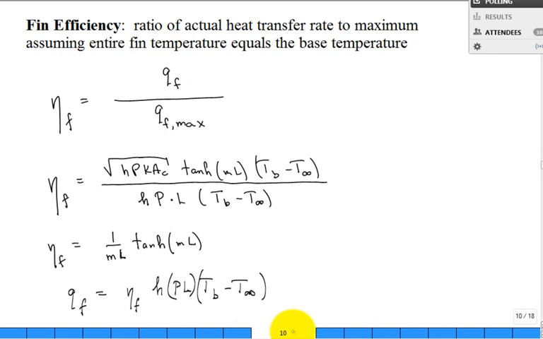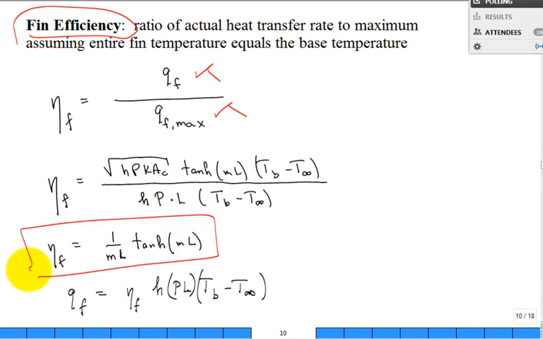So we had this fin efficiency. It's the ratio of what actually is transferred to the maximum if everything was at the base temperature, and we find that definition just falls right out. That's why we like this solution for the insulated tip fin temperature profile.